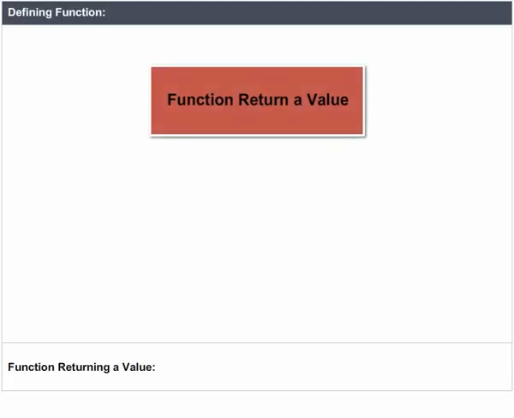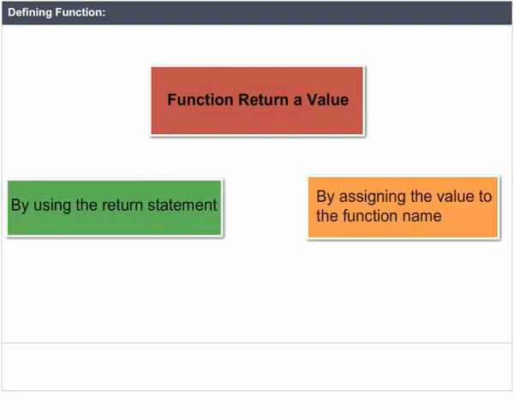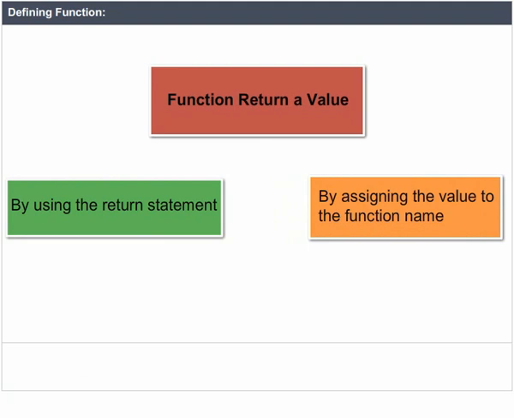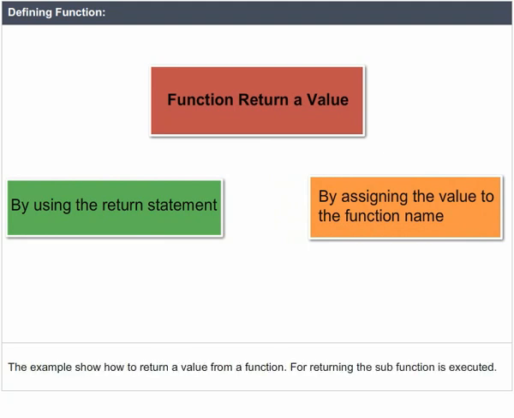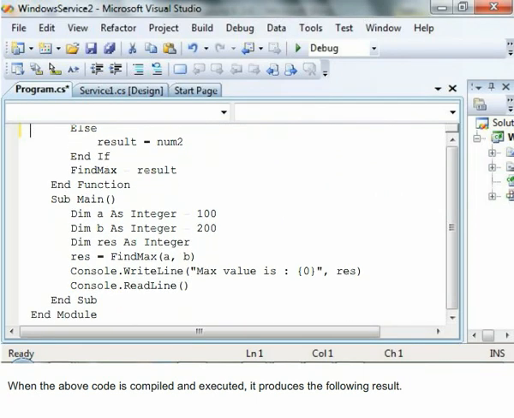Function returning a value. In VB.NET, a function can return a value to the calling code in two ways: by using the Return statement, or by assigning the value to the function name. The following example demonstrates using the findMax function. The example shows how to return a value from a function. For returning, the sub-function is executed. When the code is compiled and executed, it produces the following result.